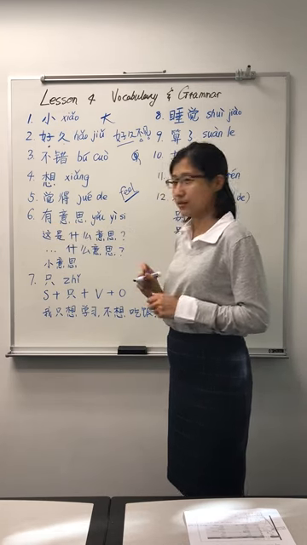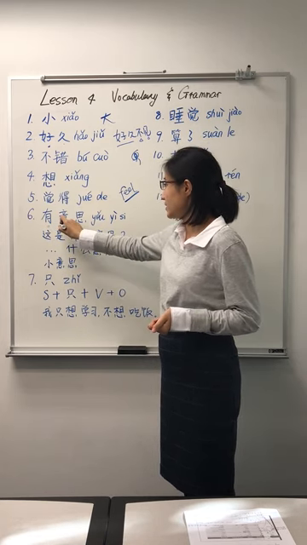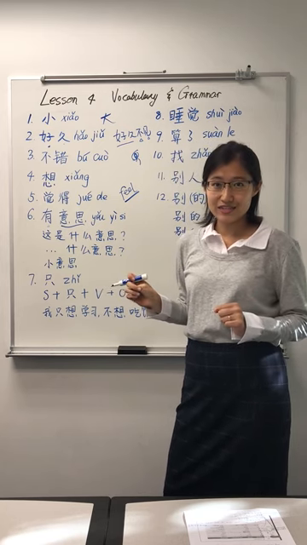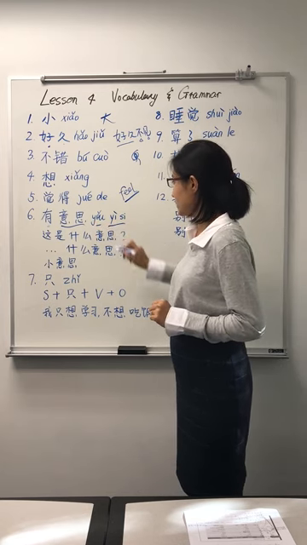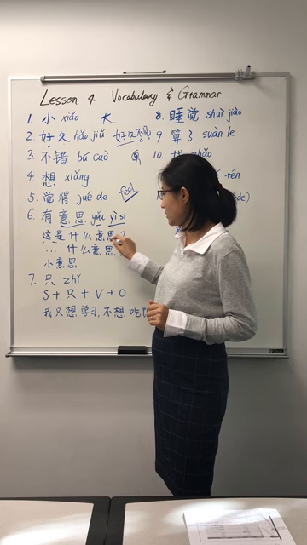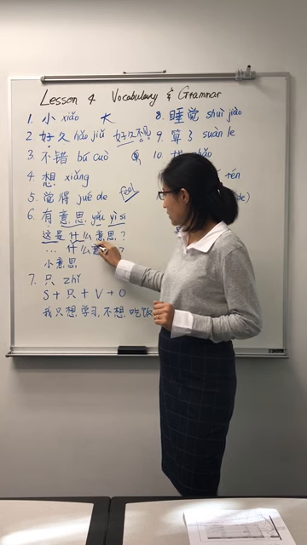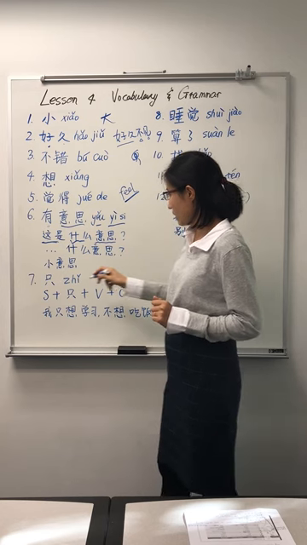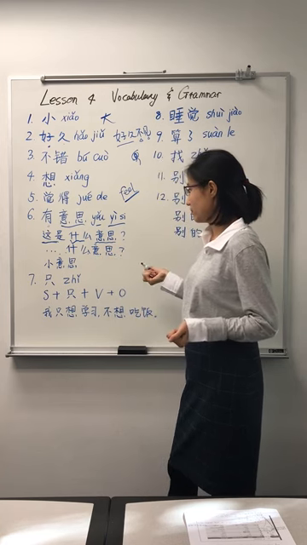Next one is 有意思. We learned 有 before, have or to have. 意思 means meaning. So have meaning, in Chinese is very interesting. 有意思. In a sentence, we will see 这是什么意思? This is what meaning? What's the meaning of this? 这是什么意思? And you can also say this is 什么, what, meaning.